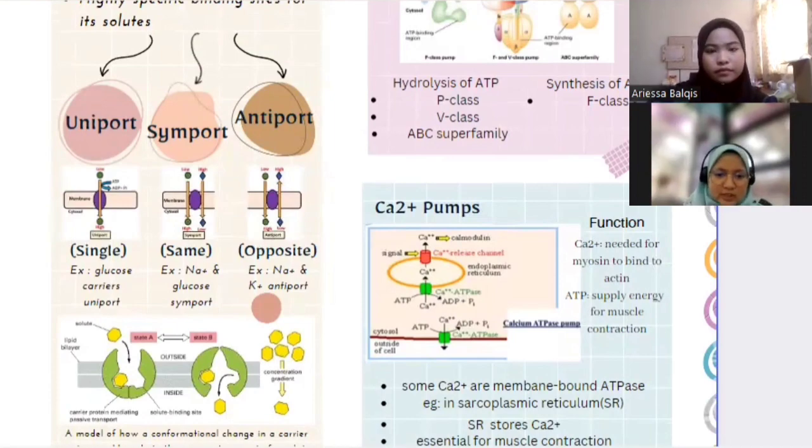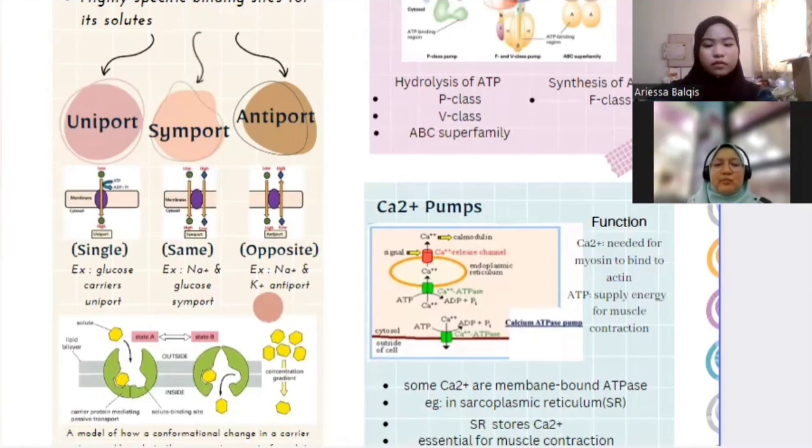Next, there is a figure that shows a model of how a conformational change in a carrier protein could mediate the passive transport of a solute. The carrier protein shown can exist in two conformational states. In state A, the binding sites for solute are exposed on the outside of the lipid bilayer, whereas in state B, the same sites are exposed on the other side of the bilayer.